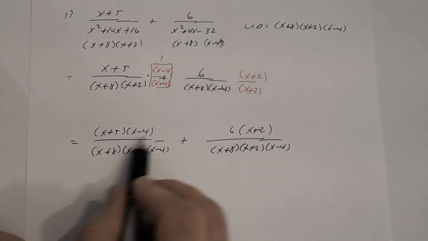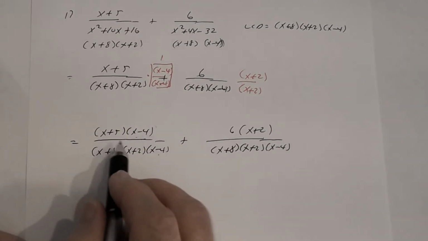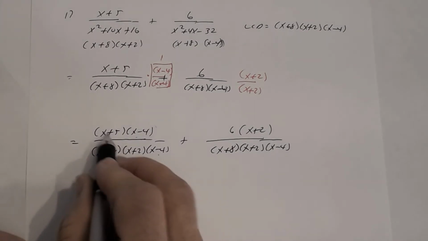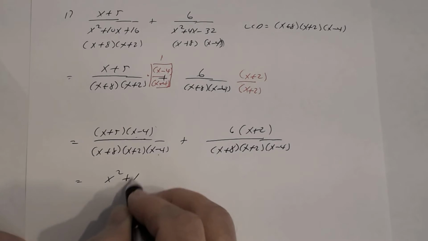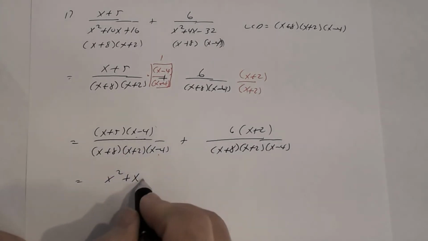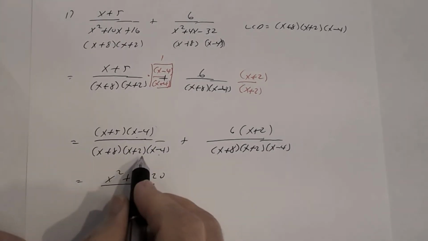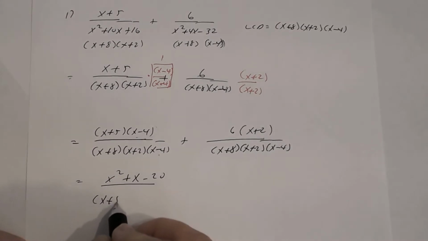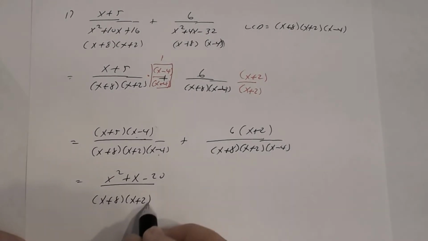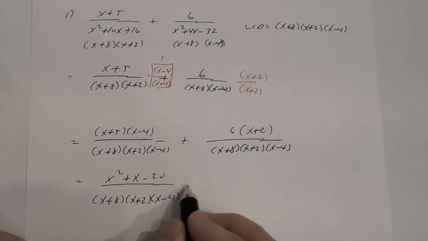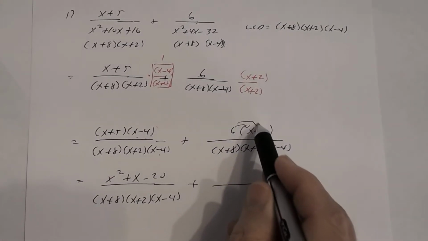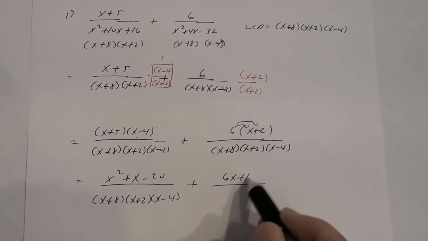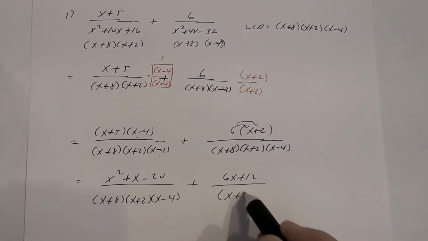So when I FOIL the numerator out, I get x squared. The outer is a negative 4x. The inner is 5x. I get positive x. 5 times a negative 4 is a negative 20, divided by the LCD. Leave it in factored form, the LCD. Plus, over here, I'm going to use the distributive property. And so here I get 6x plus 12 divided by the LCD.